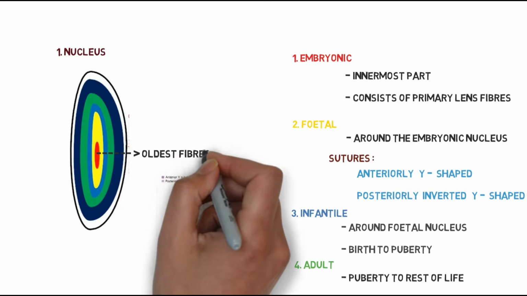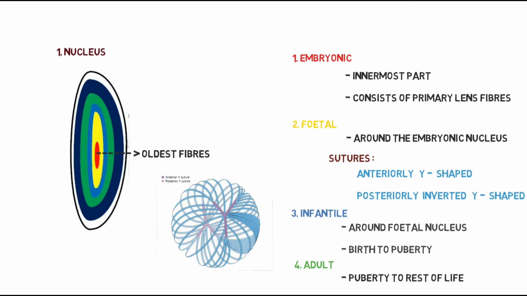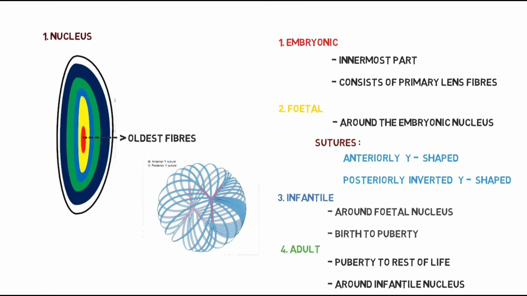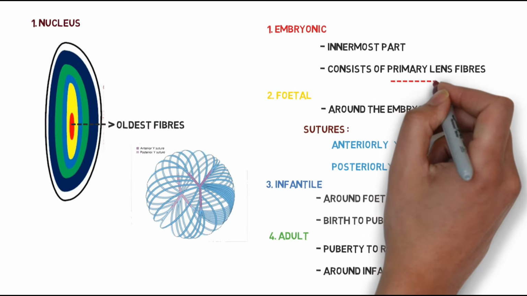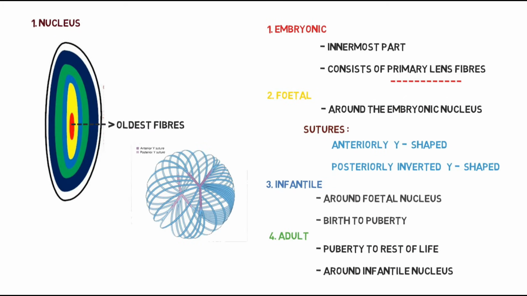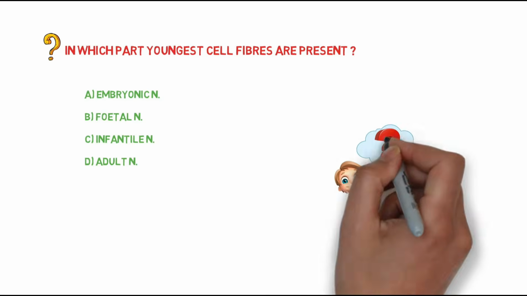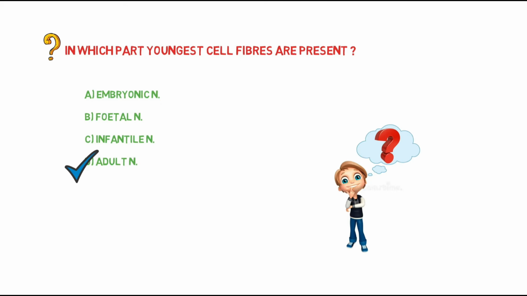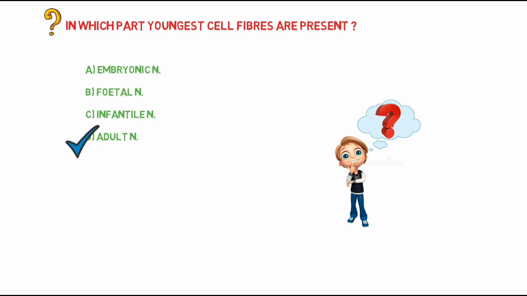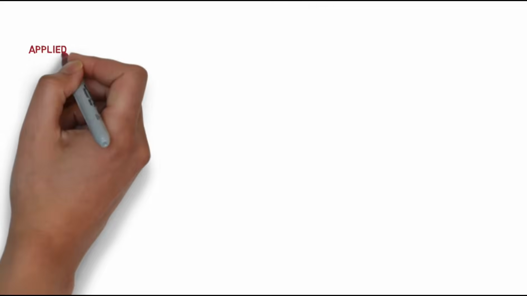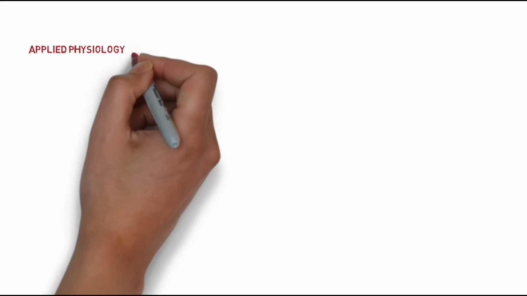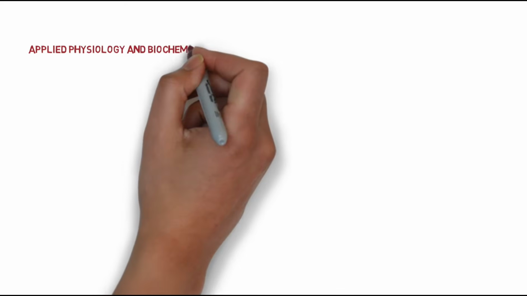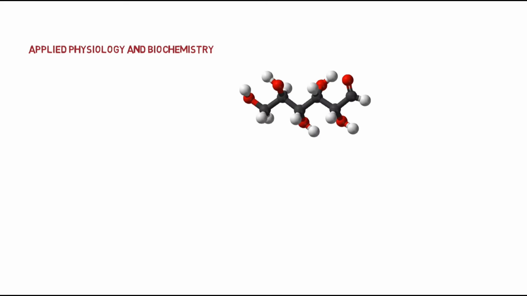Yes, at the center part the oldest fibers are present, that is, in the embryonic period the primary lens fibers are present in the central part. So the youngest fibers are present at which part? Yes, absolutely right. It is present in the adult part. And suppose if you have the option of cortex, then you must write cortex. So what are the applied physiology and biochemistry behind the lens? The lens, being an avascular structure, depends for its metabolism on chemical exchanges.